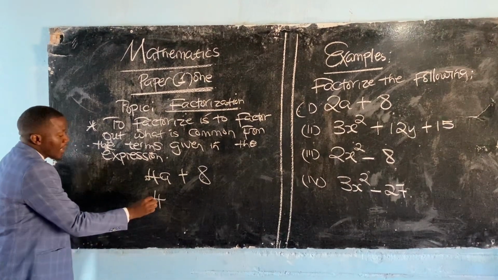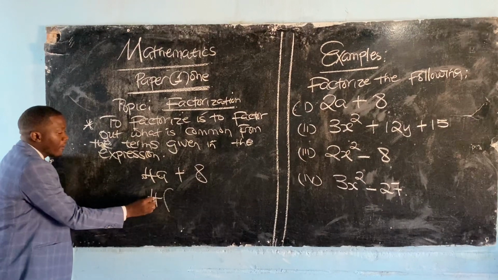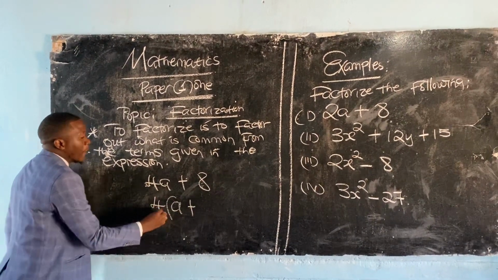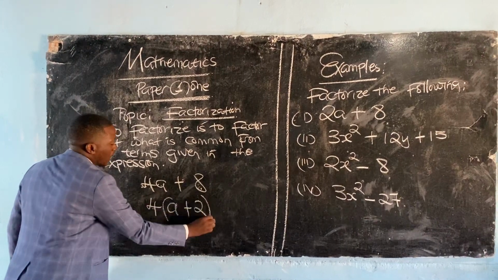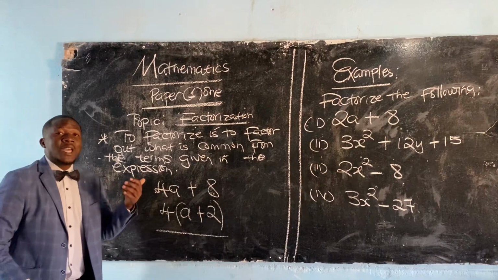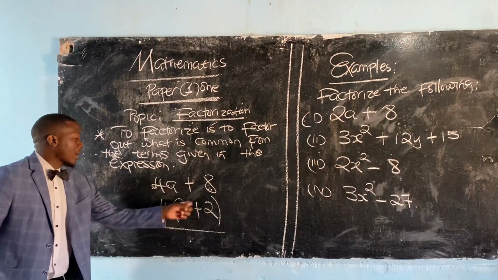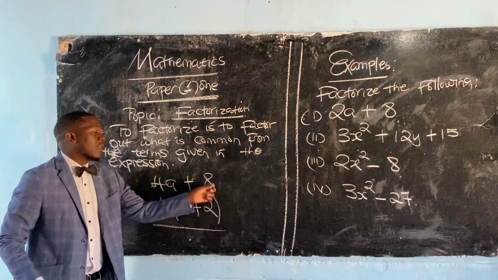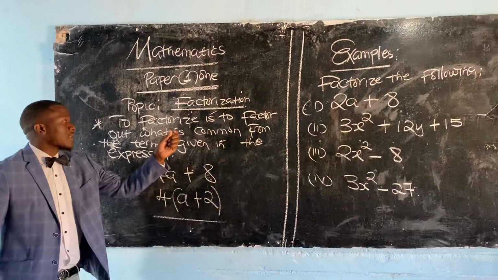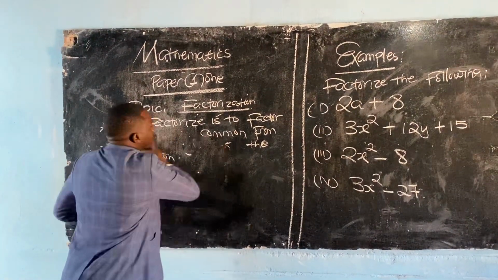So in this case, the common number is 4, and then we introduce the brackets. We say 4 into 4, that's 1, leaving us with a, plus 4 into 8 is going to give us a 2. Having done that, it means we have factorized, and if we try to expand, it's going to give 4 times a, back to 4a, plus 4 times 2 is going to give us an 8. So to factorize is to factor out what is common from the terms given in the expression.